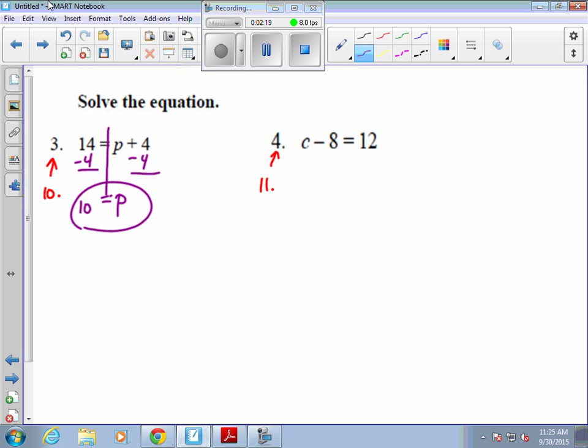Same thing with number 4. C minus 8 is equal to 12. You want c by itself. Undo minus 8 by adding 8. If you add it here, it's going to be 20. And again, that one, number 4, was number 11 on some of y'all's sheets.